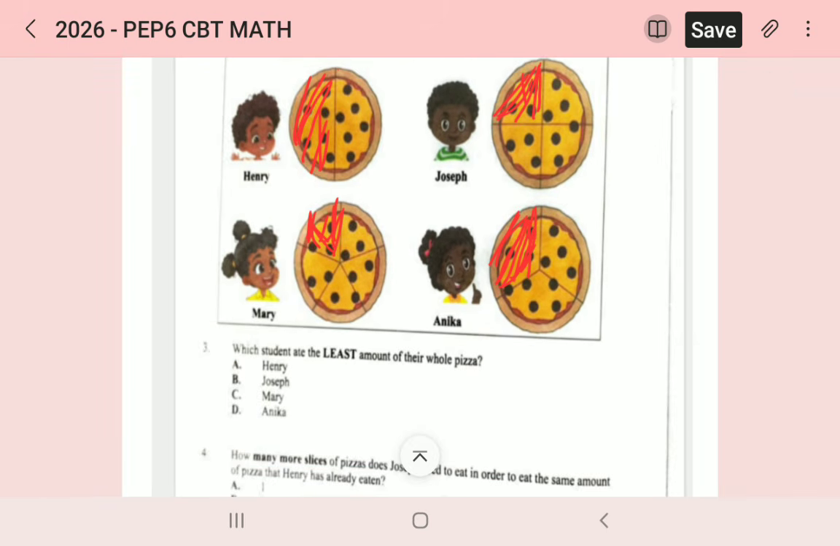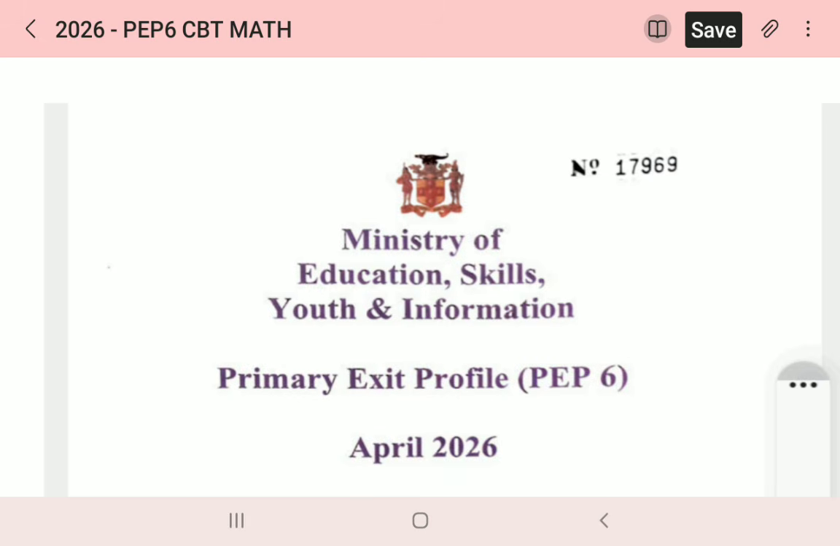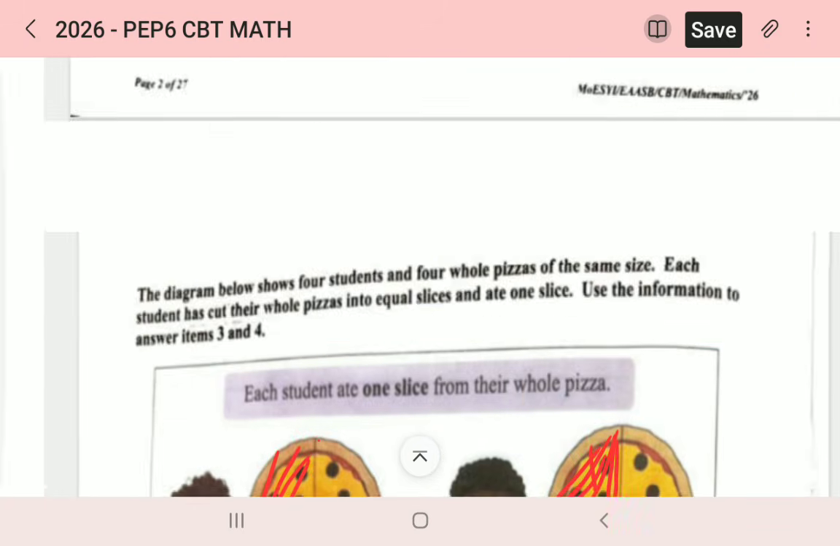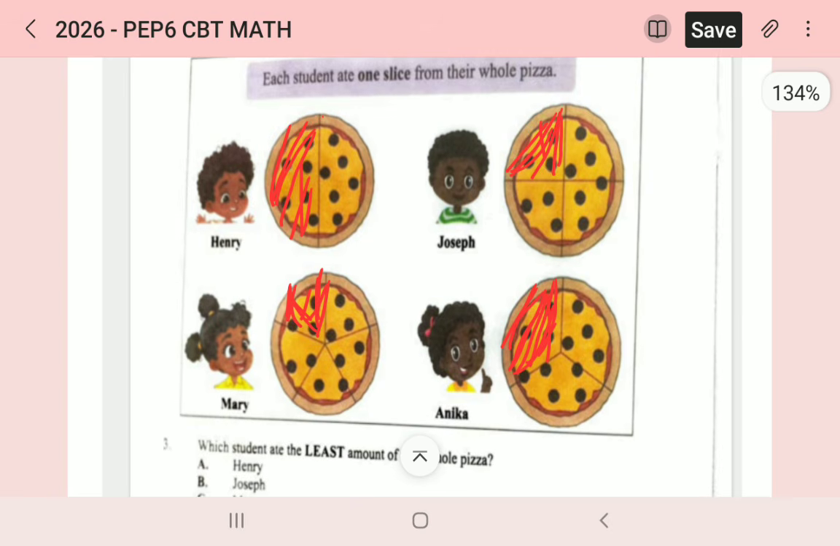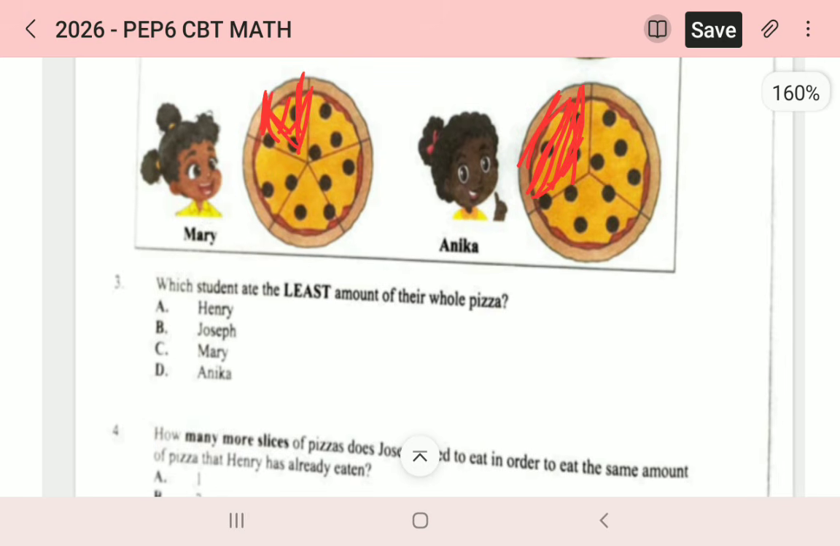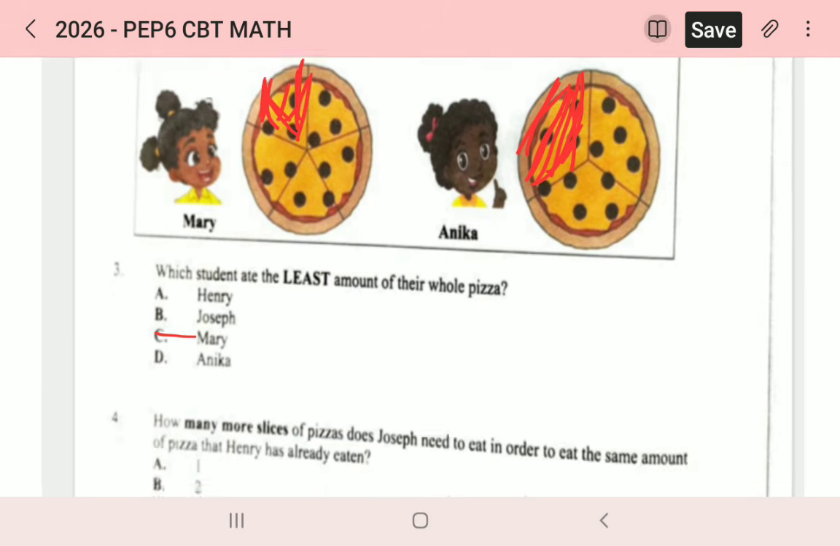So it says, which student ate the least amount of their pizza? So looking at it, you can simply look to see who has the most left. That would still be the person who ate the least, and that's Mary. So Mary would have eaten 1/5 of hers. She has the most left, so it means she would have eaten the least amount. So number 3 is C, Mary. All right, C.